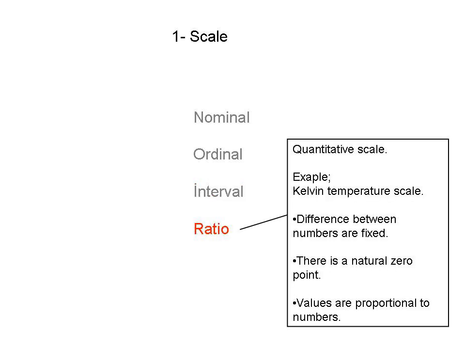And the last one is the ratio scale. Ratio scale is a quantitative scale again. And the example for this is the Kelvin temperature scale. In the Kelvin temperature scale, again, the differences between numbers is fixed. So the difference between 100 and 110 degrees Kelvin is the same as 2000 and 2010 degrees Kelvin. The temperature difference is the same.